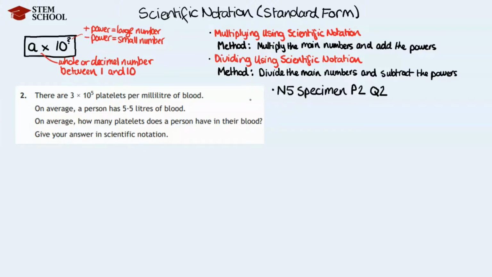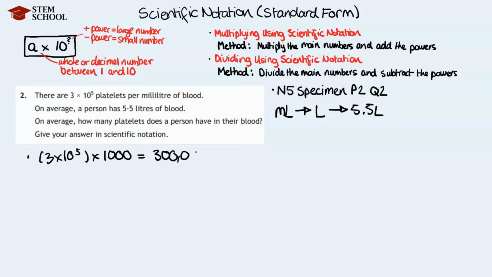So the process for this question is that we're starting off with millilitres, okay, and we want to figure out how many platelets are in 1 litre and then convert that into 5.5 litres. The first step is to realise that there are 1,000 millilitres in 1 litre. So we have to multiply 3 times 10 to the power of 5 by 1,000 to figure out 1 litre, okay? Since this is a calculator exam, you can put this into the calculator and what you'll get is 300 million platelets, okay?